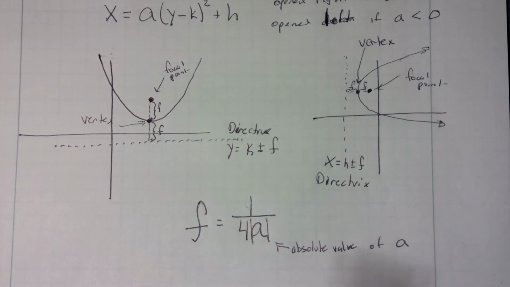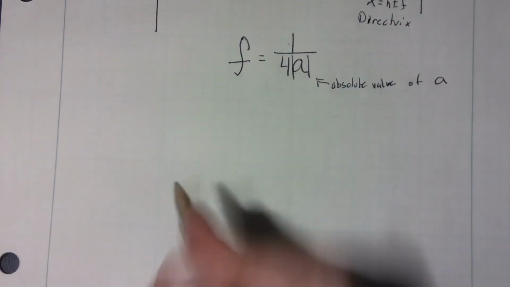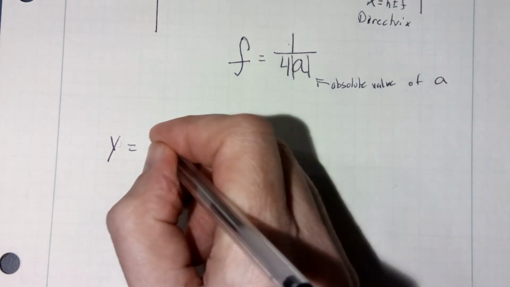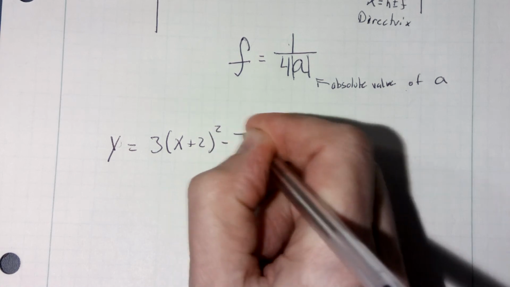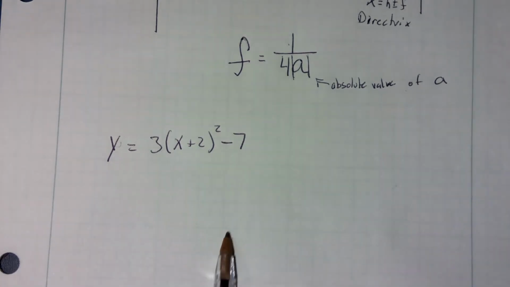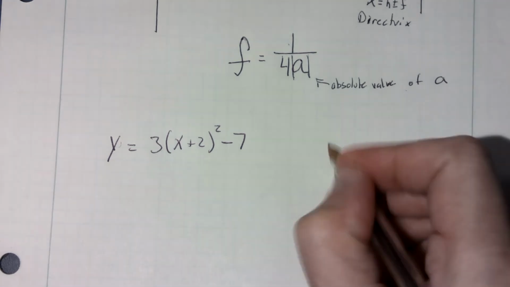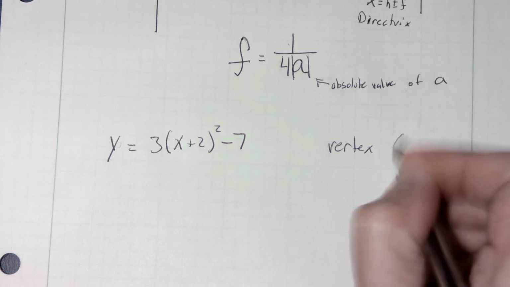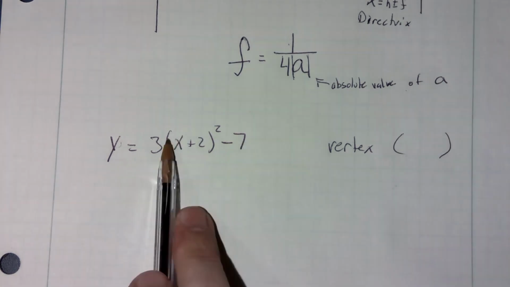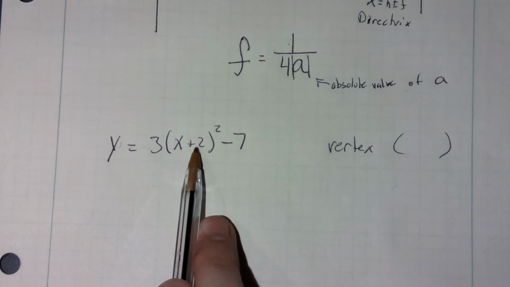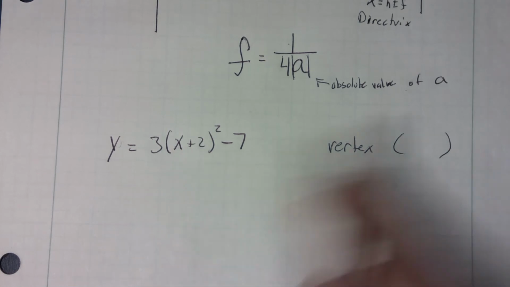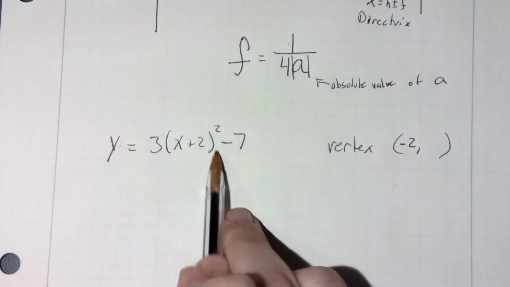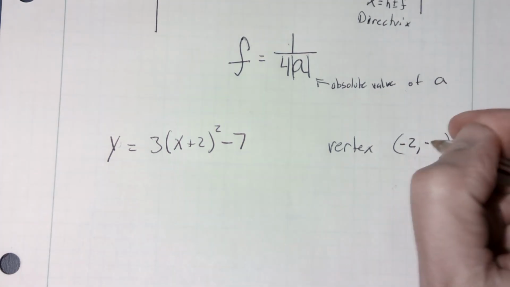So let's do an example. Let's say you're given this equation: y equals 3 times parentheses x plus 2 squared minus 7. And you're asked to find the focal point and the directrix. The first thing I'm going to do, off to the side, is write down the vertex. What is the vertex? Well, this is in vertex form. The x value is -2, because this parentheses has an x inside, and -2 plus 2 is 0. So the vertex is at -2, -7.